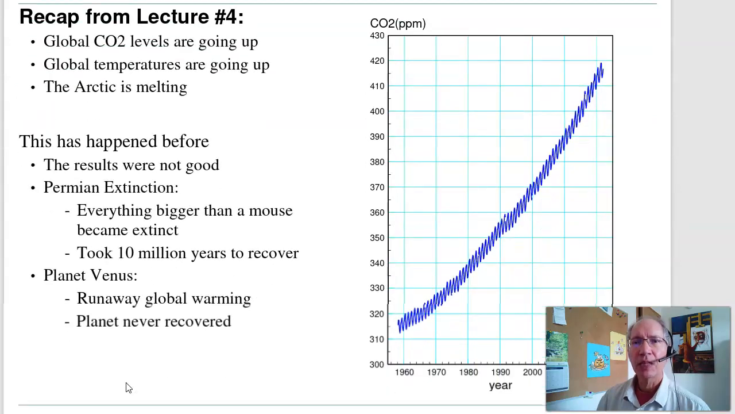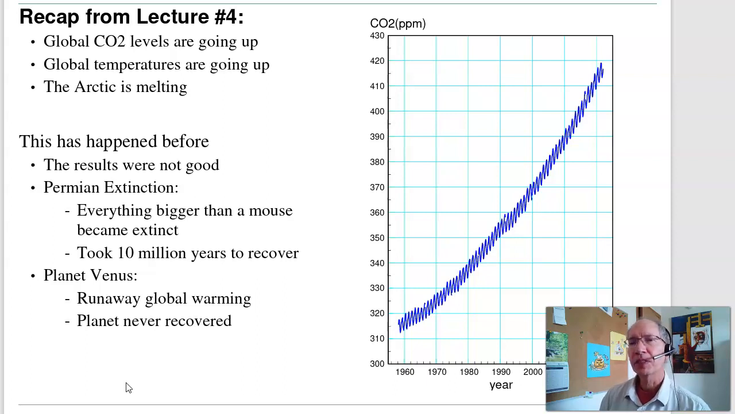So, as a recap, back in lecture 4, we were looking at curve fitting, and we could curve fit global CO2 levels, global temperatures, and the Arctic sea ice. What we saw is that the CO2 levels are going up, the temperatures are going up, the Arctic is melting, and this has happened before, and the results were not very good. That's sort of what triggered the Permian extinction.